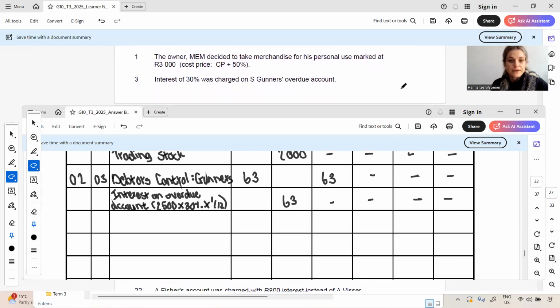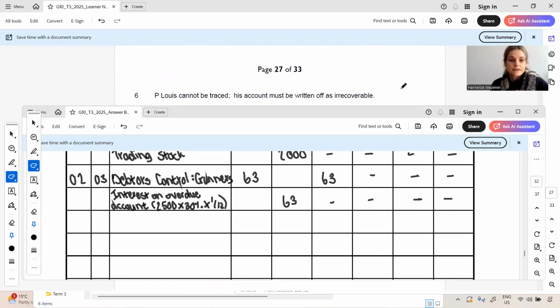Okay, right. Next up, Louis cannot be traced. His account must be written off as irrecoverable. So once again, that is a non-cash transaction. It's also not a new credit sale. Therefore, it goes to the general journal. Voucher number 3 on the 6th. He cannot be traced and his account must be written off as irrecoverable.